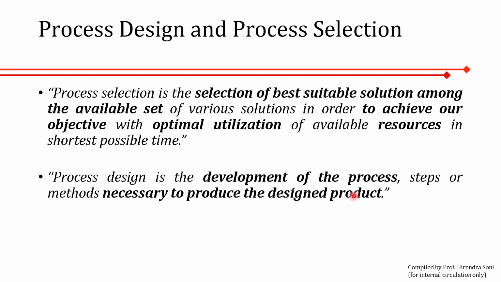Process design is basically about the development of the process steps or methods which are necessary to produce the designed product which we want to actually deliver to the customer. Process selection is when we want to develop that product, there are multiple processes which can be used to develop that product. Now, which process would be the best suitable one?